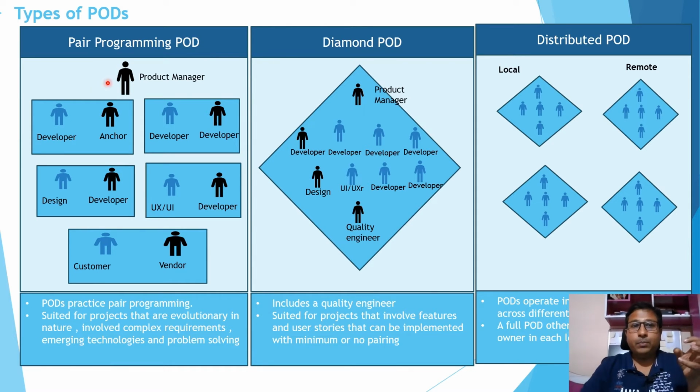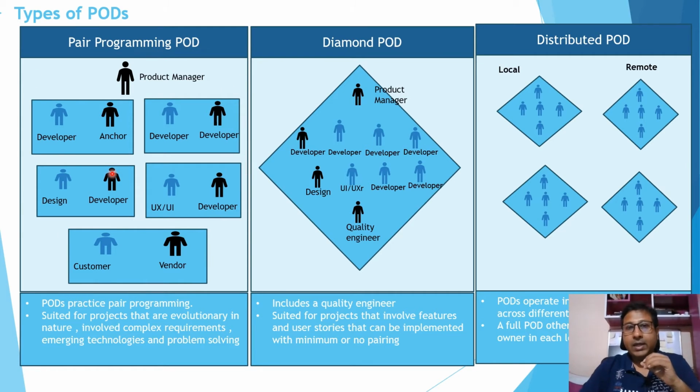So for such kind of project, we go for pair programming, where we pair up the developer with an anchor, or developer with developer, designer with developer, UX and UI with developer, and so on and so forth, with different combinations, so that there are multiple eyes and hands to ensure all the requirements are covered end to end with the quality in place. So that's the main motto, and it is solely anchored by the product manager, who has the entire product vision in mind.